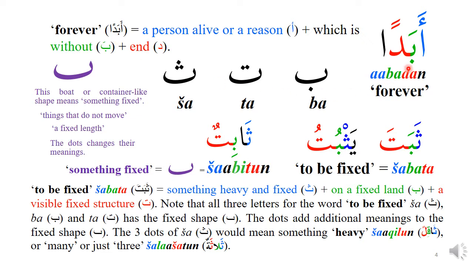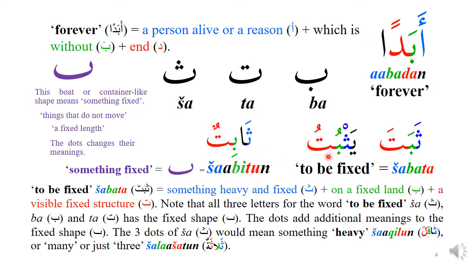Now this ba, you can see the ba, it contains the boat shape, or this container-like shape, which is shared by actually 4 letters. I show 3 here because of the similarity in their pronunciation and the meaning. So ba, ta, sa, these 3 letters make a group, and this boat shape I call a fixed shape because the meaning is something fixed, which can be seen in this word sabata, and yazbutu means to be fixed, and sabitun means something fixed.